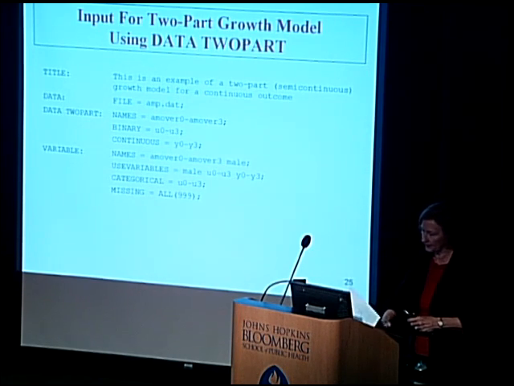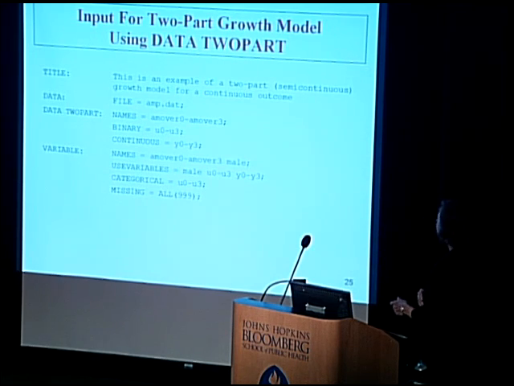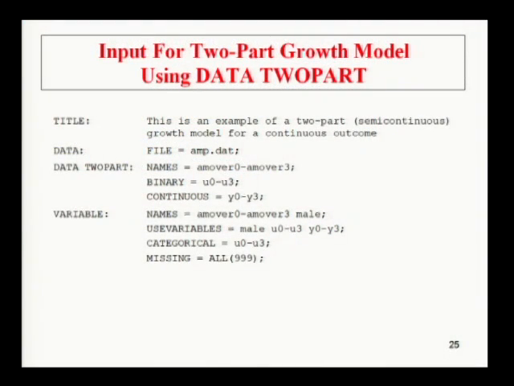Okay. All right. So in data 2-part, the names option gives the names of the original variables, so m over 0 through m over 3. The binary option gives names that are going to be assigned to the binary part, and the continuous option gives names that are going to be assigned to the continuous part.